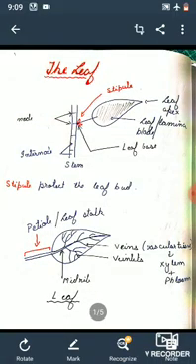Good morning children. In this video we will learn about the leaf. So leaf is basically a thin, flat and broad outgrowth which performs photosynthesis. So leaf is the structure which helps in the process of photosynthesis. So now we will take up the actual technical terms which are used to describe the various parts of a leaf.